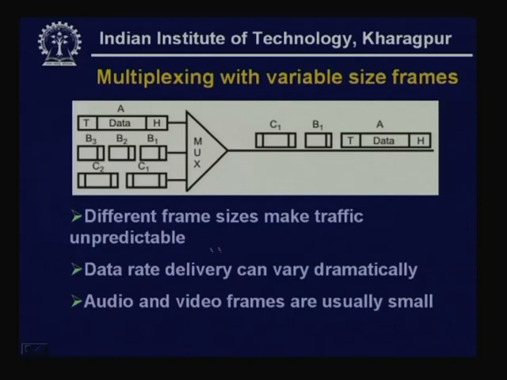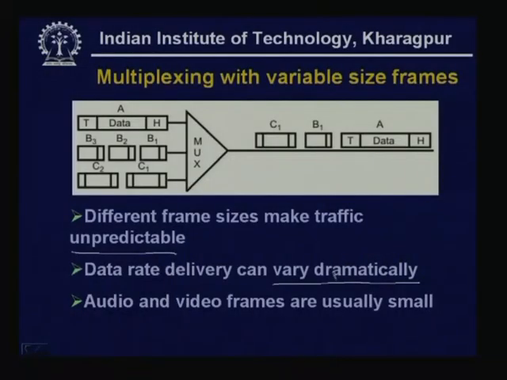That means different frame sizes make traffic unpredictable, as I have already mentioned, and data rate delivery can vary dramatically. This cannot be tolerated by real time traffic, for example video and voice. Moreover, as we shall see, the frames used by audio and video are smaller in size. So the present day technology, that means X.25 or frame relay, does not really exploit this very small size of the audio and video frames.